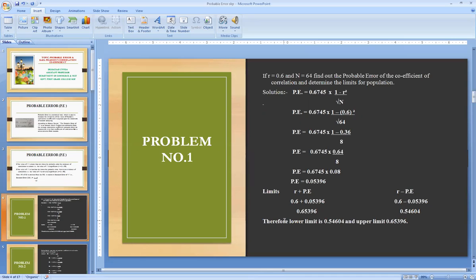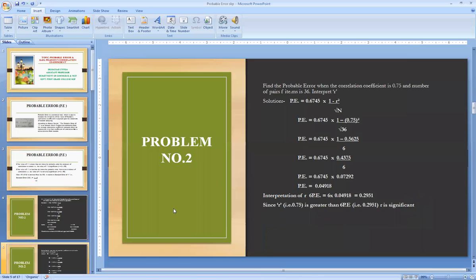Therefore, we should write the two limits. What we have got, the lower limit will be 0.54604 and the upper limit is 0.65396. Between these, the probable error limits have been calculated. So determining the limits for the population means you need to go for r plus PE, another one is r minus PE. This will be asked in Section B, and that is for 8 marks.